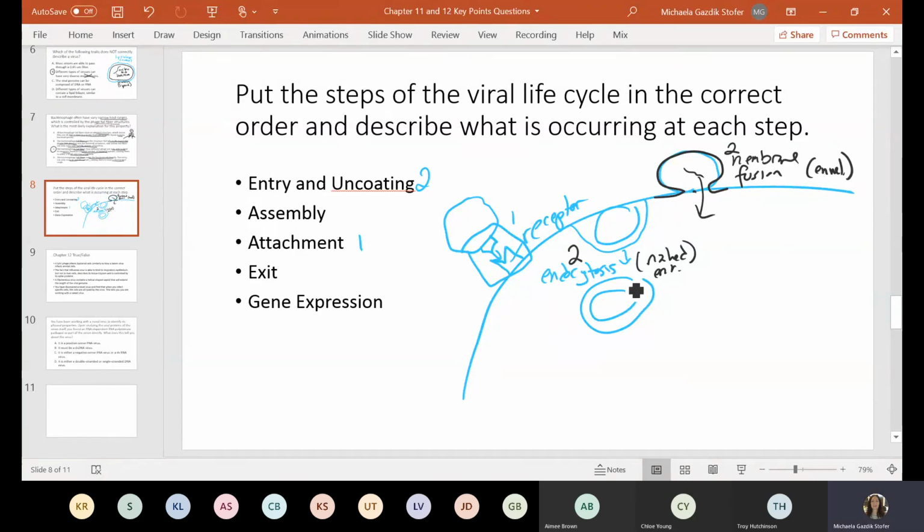Okay. Once inside, if we come in through endocytosis, there are a lot of other mechanisms that'll happen to get that nucleic acid into the cytoplasm. That's the uncoating part. So when we talk about uncoating, we mean we're taking the capsid protective layer away and we're dumping the nucleic acid into the cytoplasm. The next step is going to be gene expression.